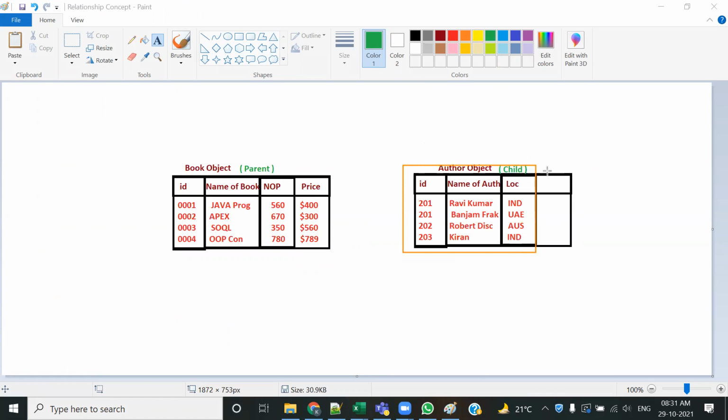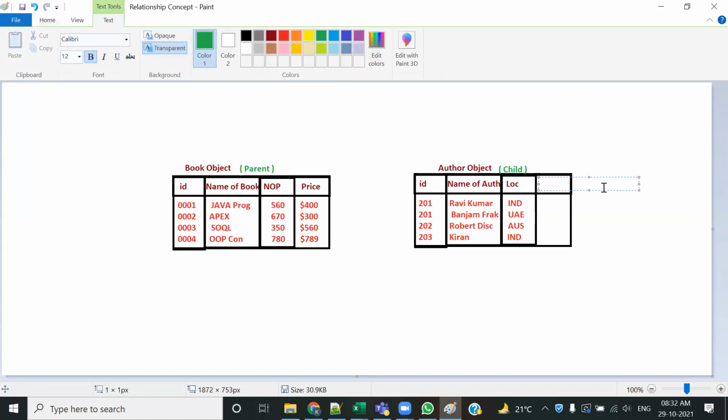Okay. Let me now create one additional column over here. This is the additional column that I have just created. Okay. This is my relationship field. This is my relationship column. Now let's give a name to this. I'm giving it the name book ID.